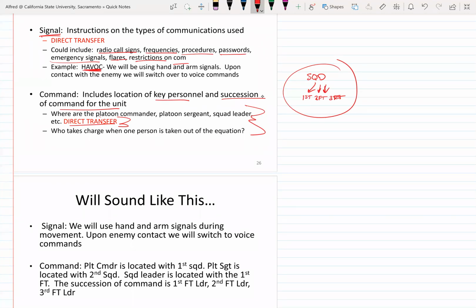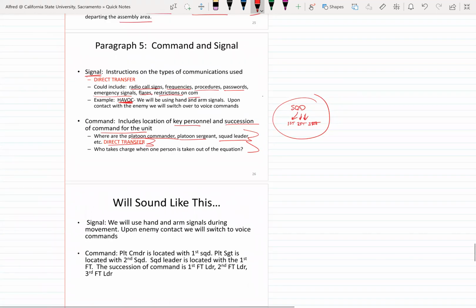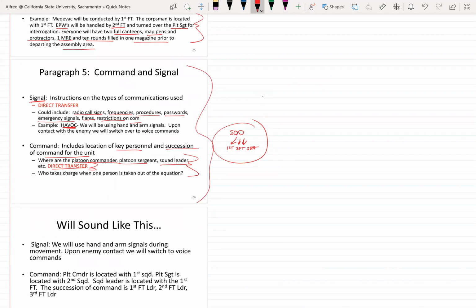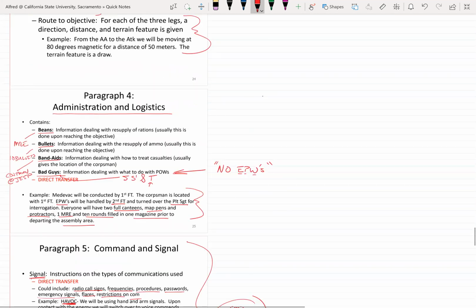And the location of commanders, platoon sergeants, and squad leaders, you can just say assembly area. It doesn't even matter. Or you can say they're at the classroom because you're at OCS. They're all there. Everyone's there. So it doesn't matter. And that's about it for command and signal.